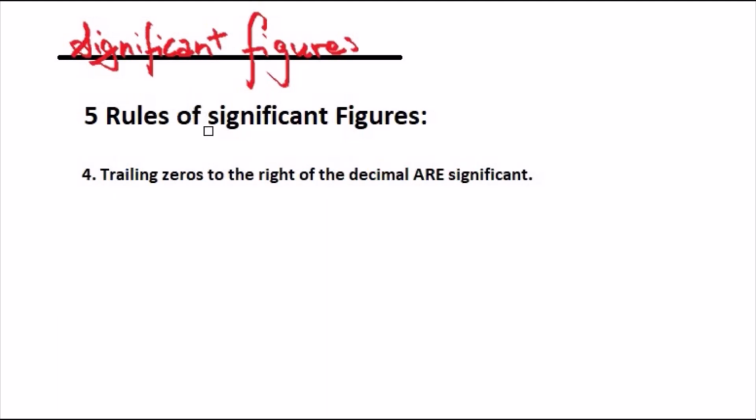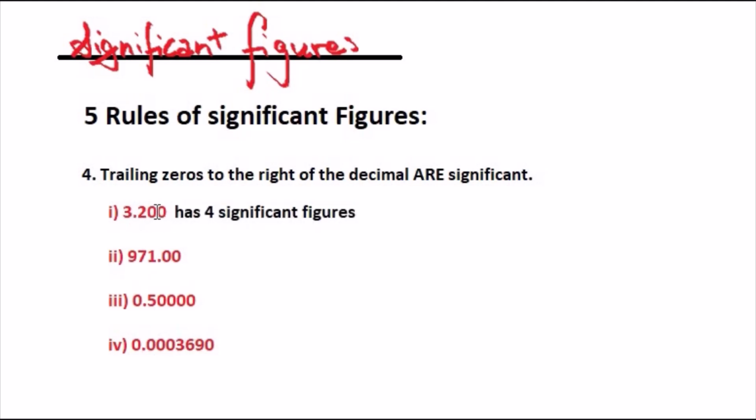The fourth rule is trailing zeros to the right of the decimal are significant. Let's look at the first example, 3.200. The 2 trailing zeros are to the right of the decimal point, and so therefore they are significant. So we can say that we have 4 significant figures in this number. What about the next one? 971.00. Again, the 2 trailing zeros are to the right of the decimal point, and so therefore they are significant. So we have 5 significant figures.